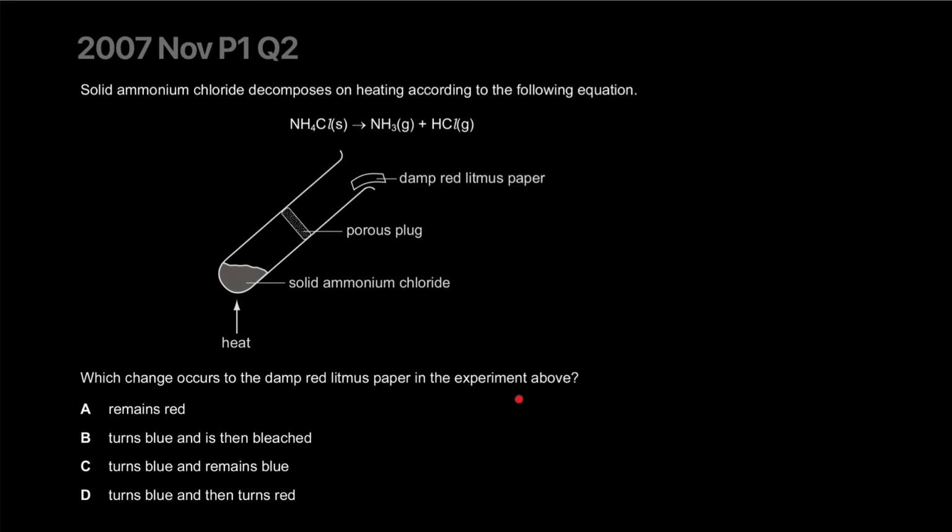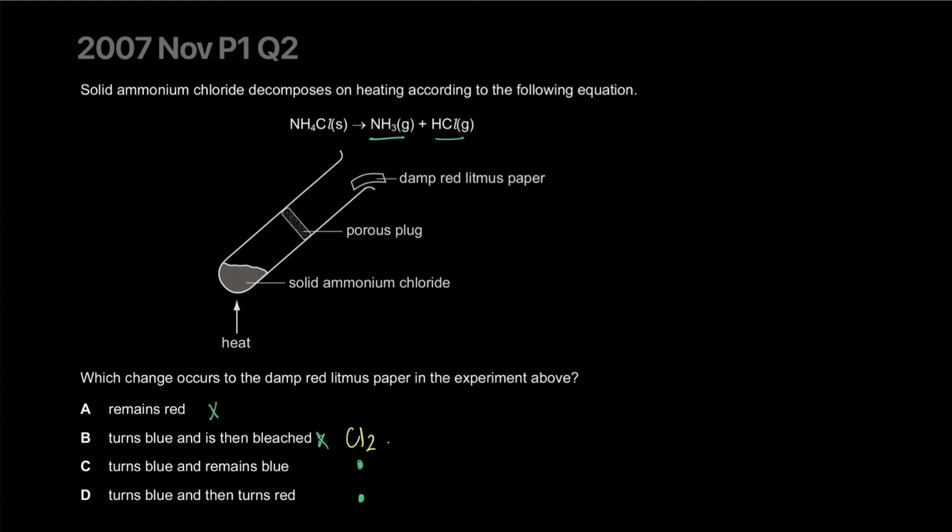What change occurs to the damp red litmus paper in the experiment above? Remains red? It's not going to remain red. The real challenge is that both ammonia and hydrochloric acid are being produced. So it remains red. That is not going to happen. It will definitely do something. Will it bleach? No, it's chlorine that does the bleaching. There's no chlorine, there's only hydrochloric acid, so it won't bleach. That is out. Turns blue and remains blue. So that's a likelihood. And turns blue and then it can turn red, right?